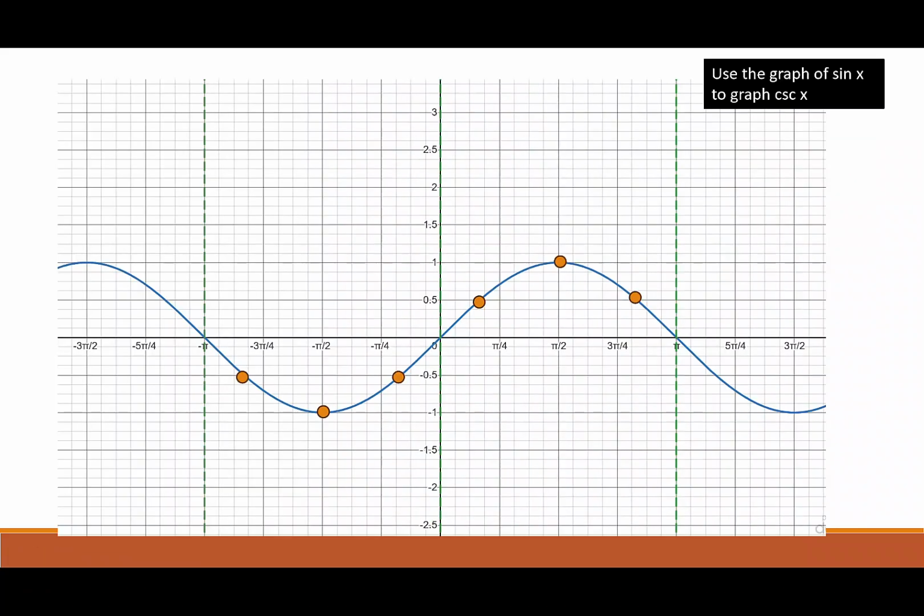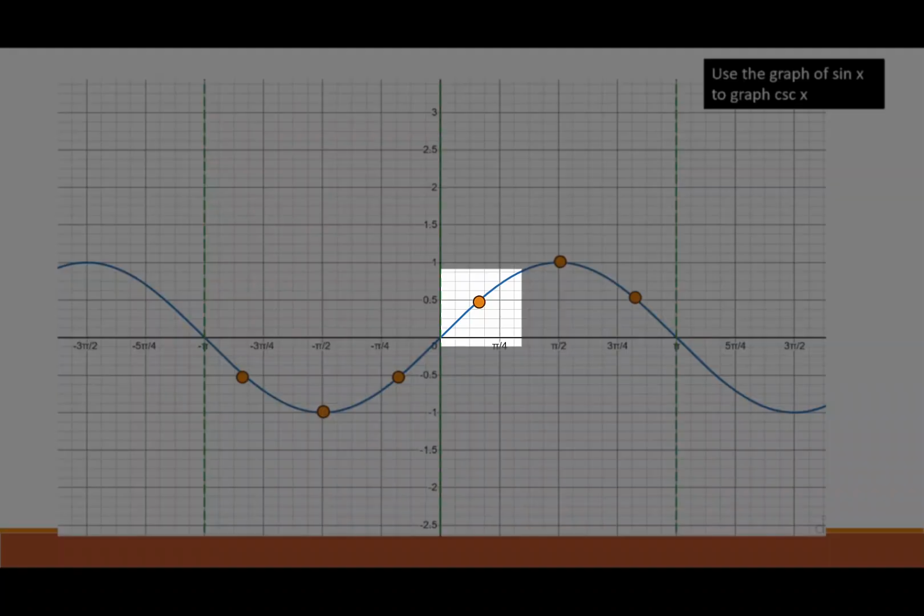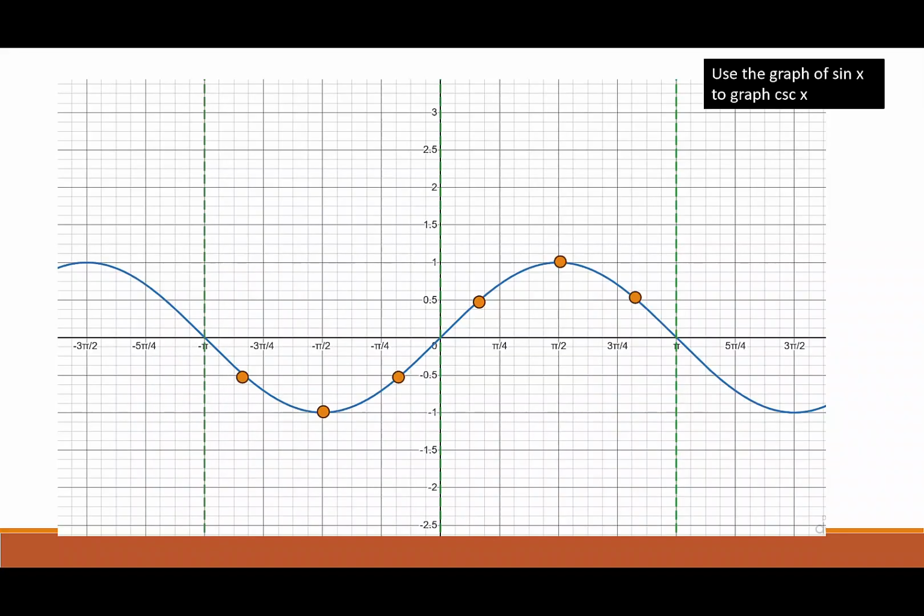We're going to use the graph of sine x to graph cosecant of x. Cosecant of x is 1 over sine x. Since we can't divide by 0, I've put in vertical asymptotes wherever sine of x is equal to 0. I added points at pi over 6, pi over 2, 5 pi over 6, negative pi over 6, negative pi over 2, and negative 5 pi over 6. I want you to think about the fact that cosecant is 1 over sine. To graph cosecant, we're going to take the y values and find the reciprocals.